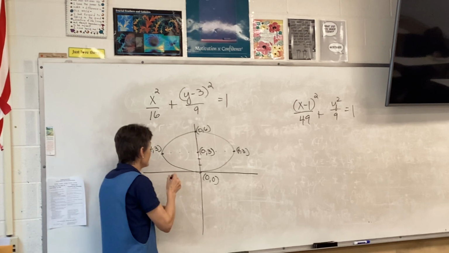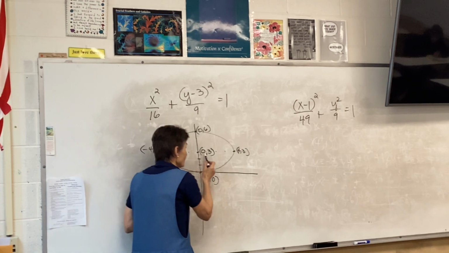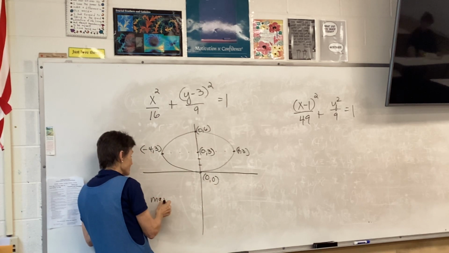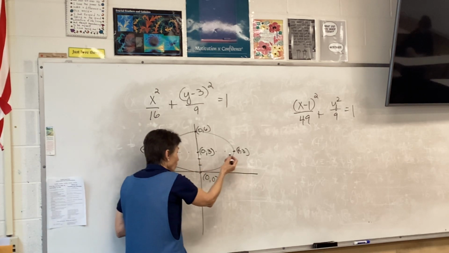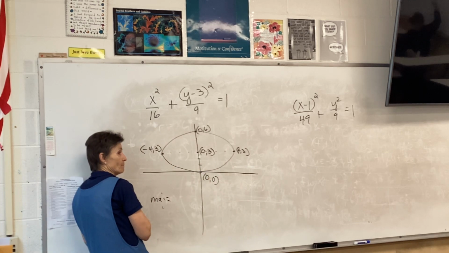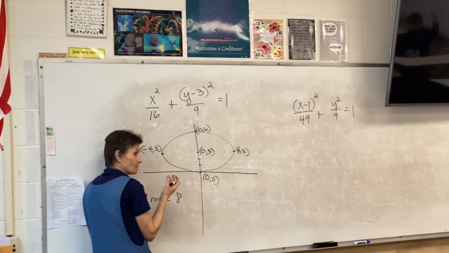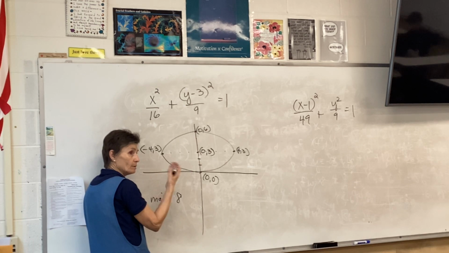Also easy is, this guy right here is the longest axis. He's called the major axis. How long is that major axis? 8? Why is it 8? Because we went 4 each direction.